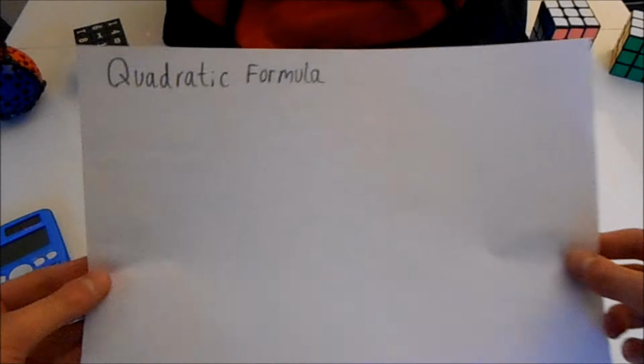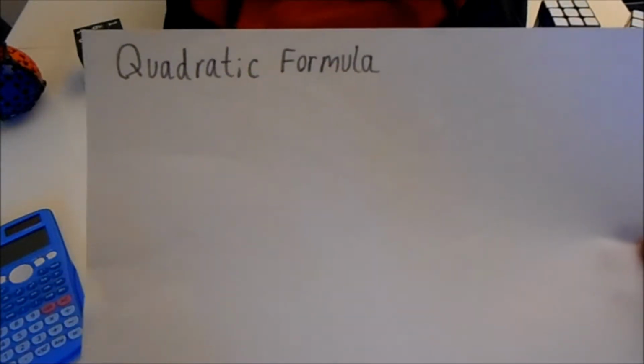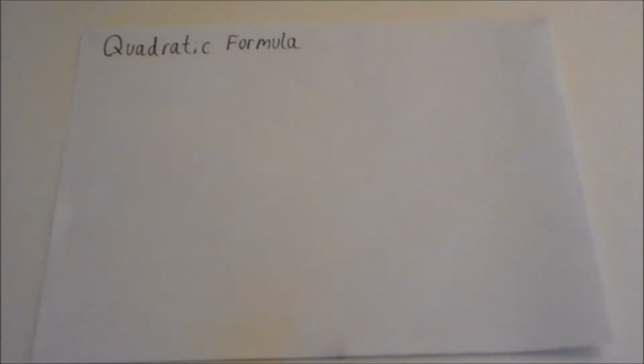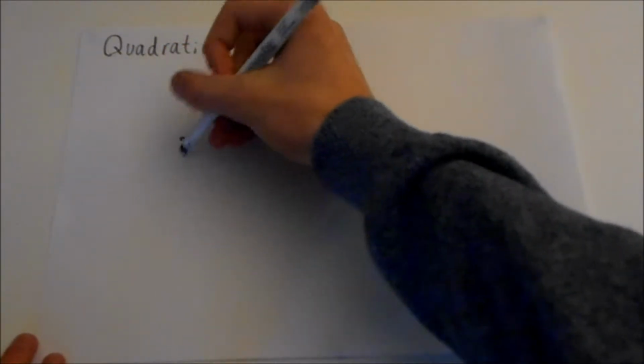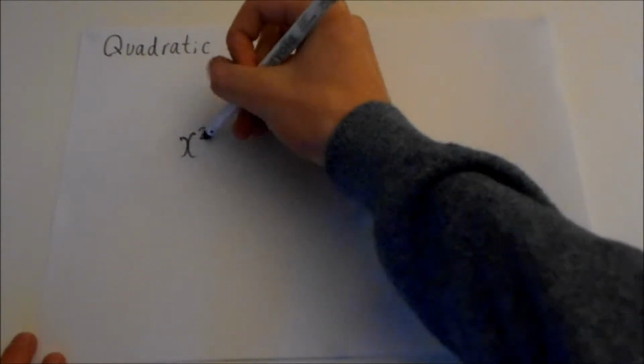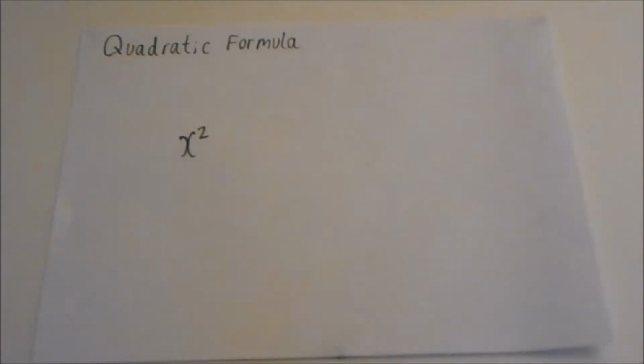Right, so here we have the quadratic formula. So what is the quadratic formula? Well, before we find out what the quadratic formula is, we need to know what a quadratic equation is. Now, a quadratic equation is basically any equation that has an x squared in it. So if the equation has an x squared, then it will probably be a quadratic equation.